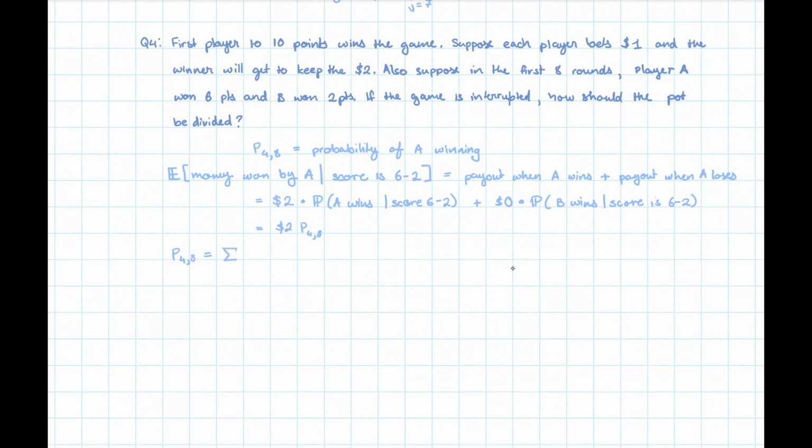The sum will be from j equal to 4, which is the number of points player A needs to win the game, up to 4 plus 8 minus 1 equals 11. Then the combination of j minus 1 choose the next 3 points player A needs, multiplied by 7 over 16 to the power of the number of rounds player A has to get a point, multiplied by 9 over 16 to the power of the rounds that player A doesn't win a point.